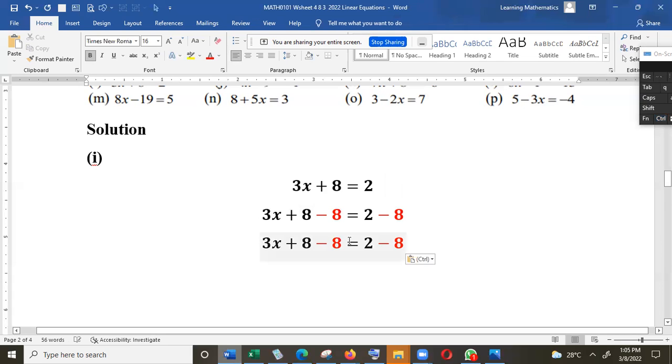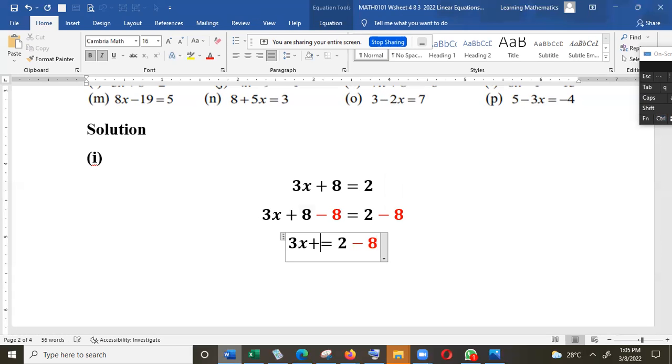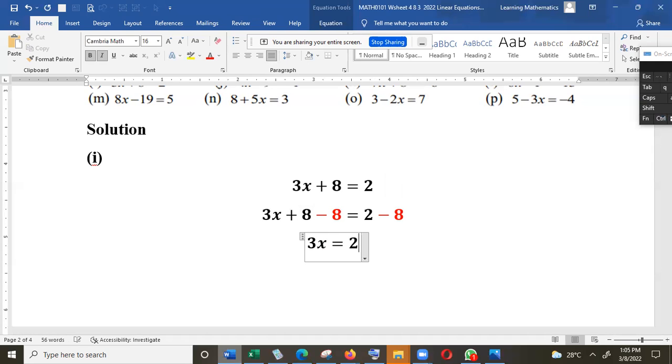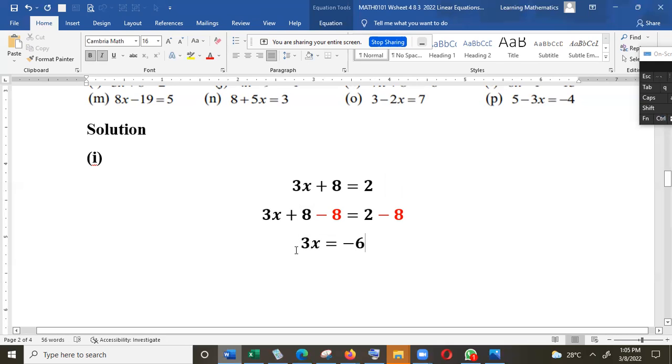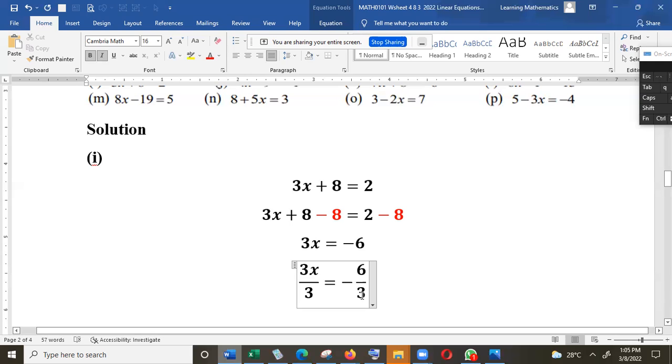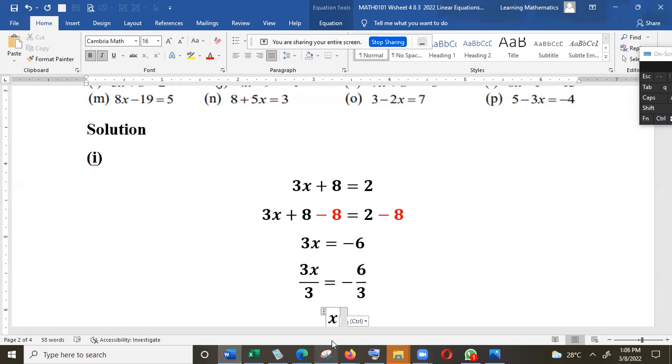So a plus 8 and a subtract 8 cancel out. So 2 subtract 8 will give us negative 6. And then we're going to divide by 3 because 3 is multiplying x. So now we have to divide by 3 to cancel out 3. If we divide by 3 on the left, we have to divide by 3 on the right. 3 divided by 3 is 1. So we are left with x is equal to negative 2.